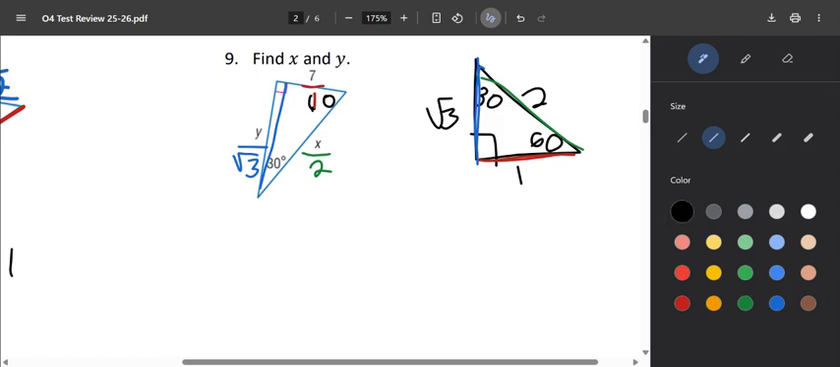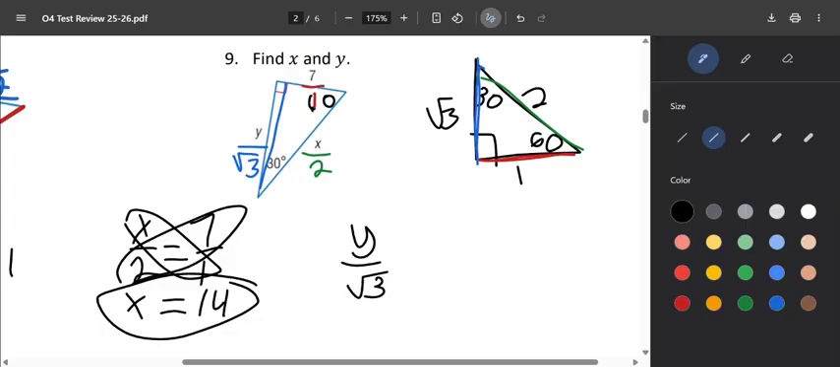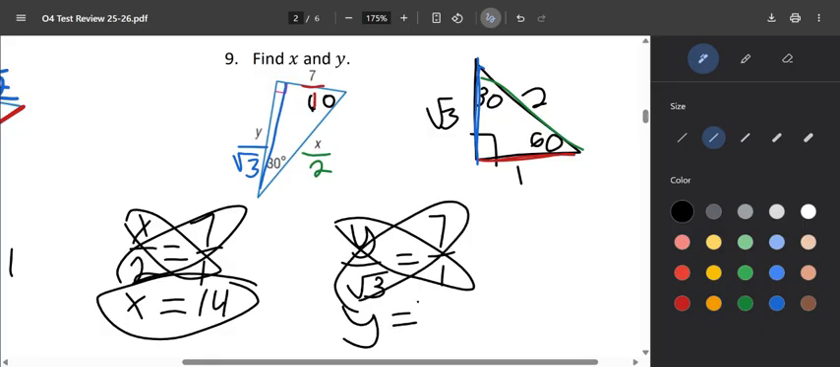And then we can set up our equations. As a reminder, we can only solve for one at a time. So to solve for x, I'll have x over 2 is equal to 7 over 1. We cross multiply. 1 times x is x. 2 times 7 is 14. We are done. Then for y, we have y over square root 3. We're still equaling it to 7 over 1. We cross multiply. We have y is equal to 7 square root 3. We are done.